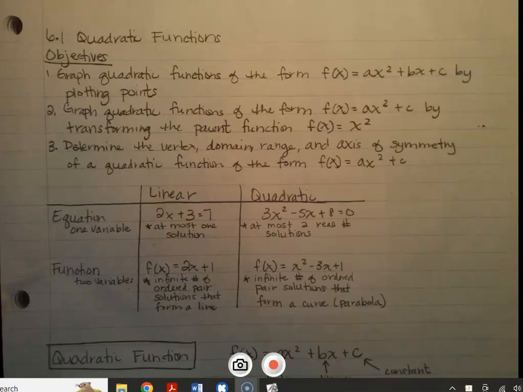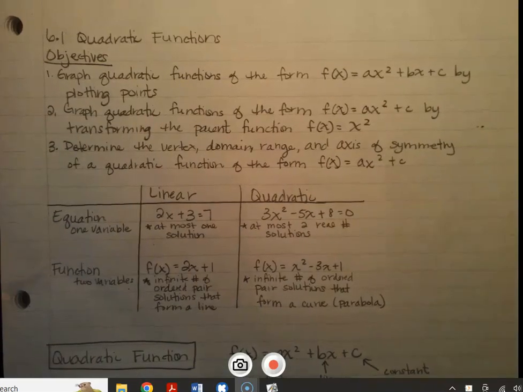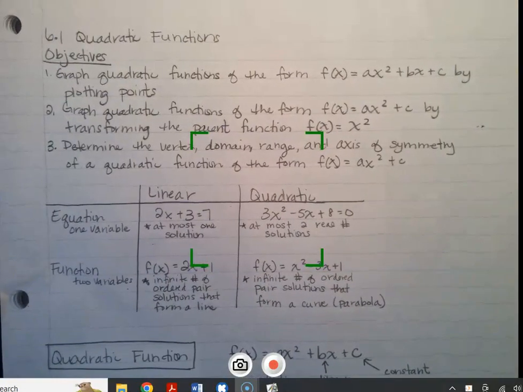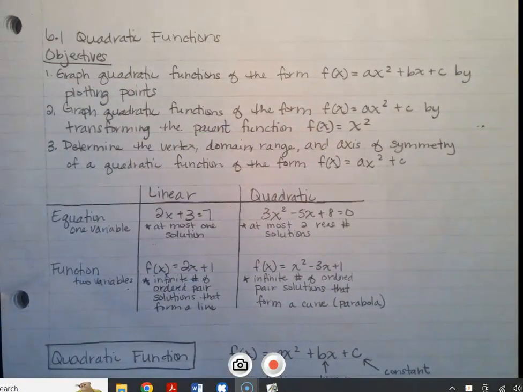All right, so moving into chapter 6, we're still working on quadratics. So 6.1 is quadratic functions. We're going to start with them in the form f of x equals ax squared plus bx plus c. We're going to plot some points. That's probably what we're going to get to today, is plotting some points.